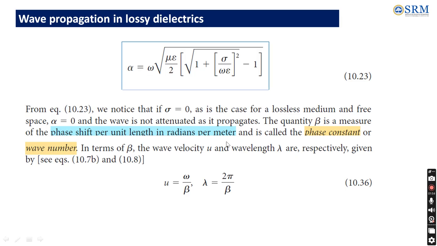The quantity beta is called phase shift per unit length, and how will you measure the phase shift? By radians per meter. And this beta, the phase constant, is also called wave number. In terms of velocity and wavelength, beta is related as below. Velocity is equal to omega by beta, wavelength is equal to 2 pi by beta. Already we know beta equal to 2 pi by lambda, right? From that we can arrive.